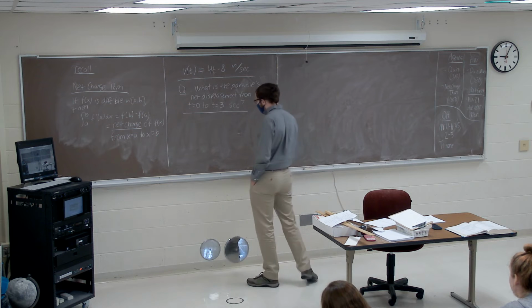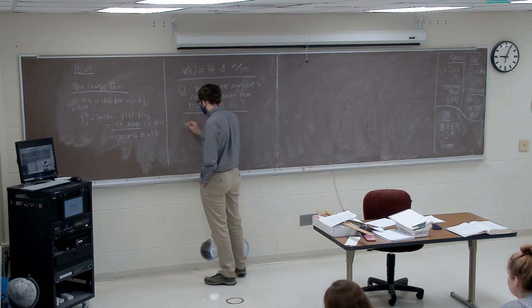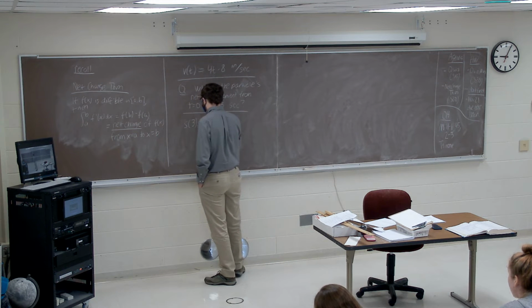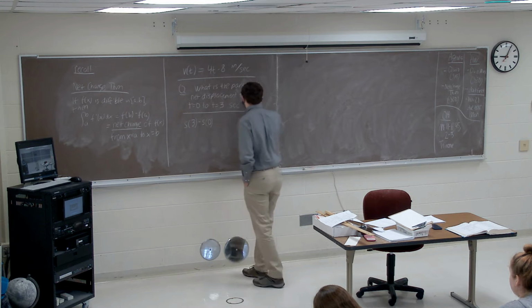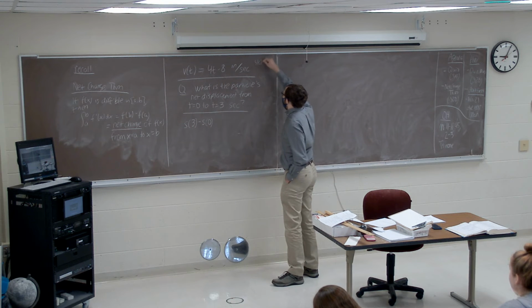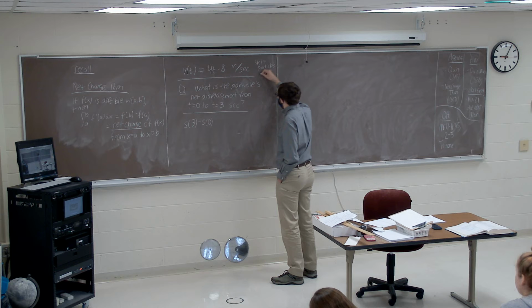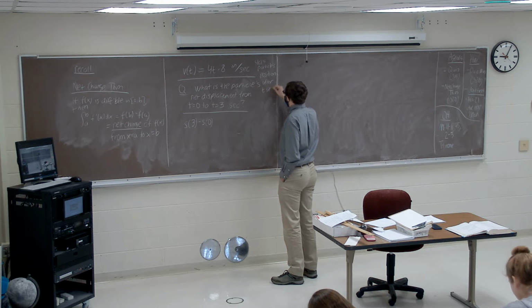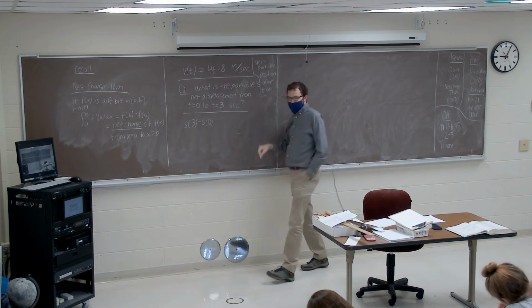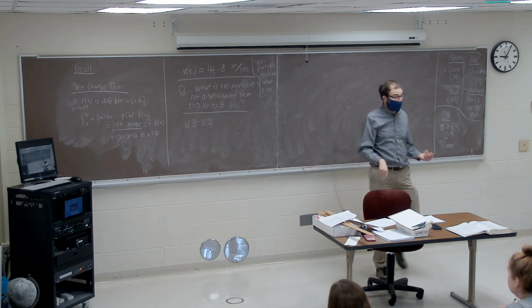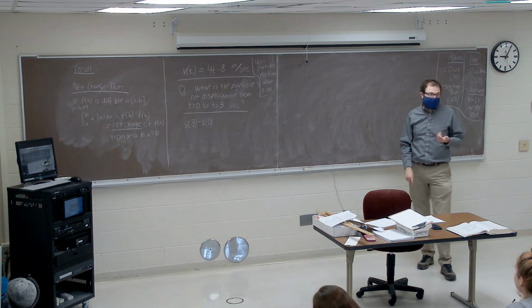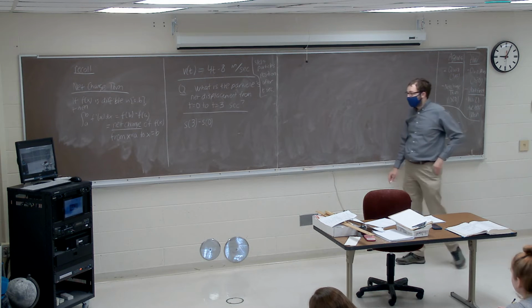So in other words, we need to find the expression s of 3 minus s of 0, where we're going to let s of t equal the particle's position after t seconds. Sort of the same function we used for height when we were doing our initial value problem examples.